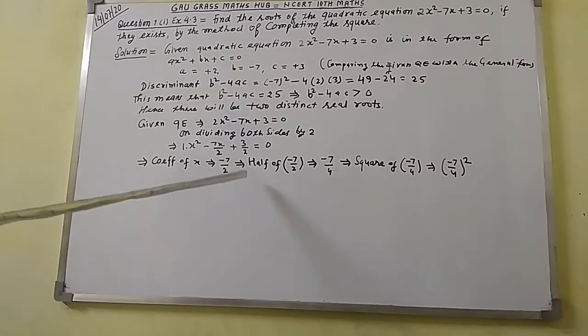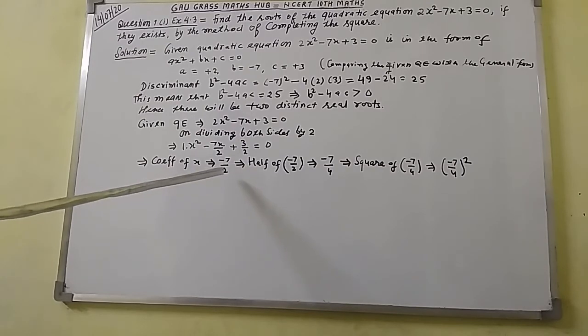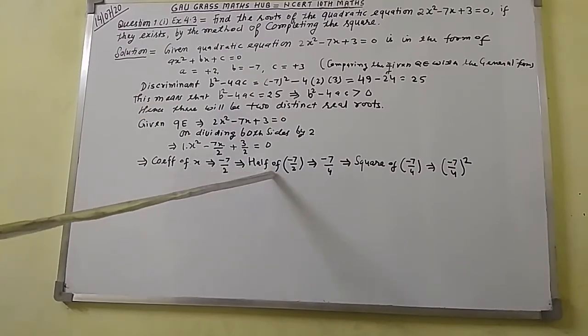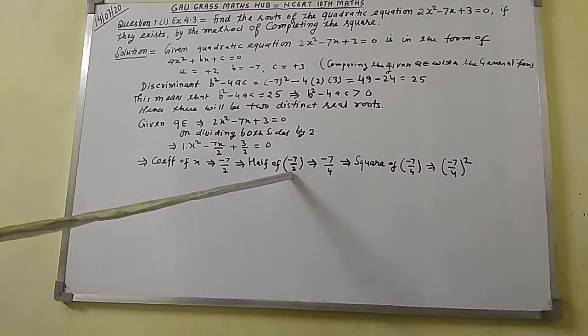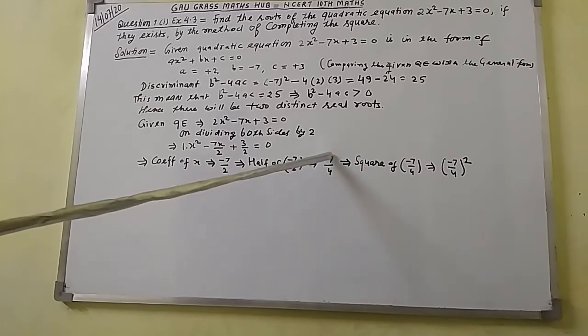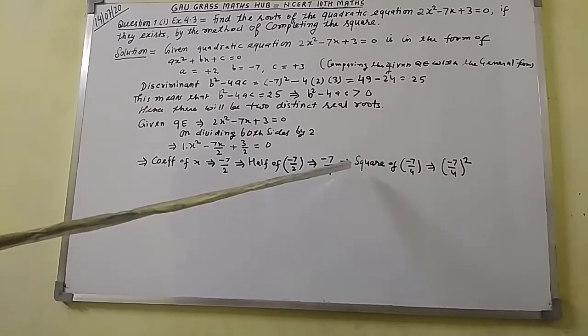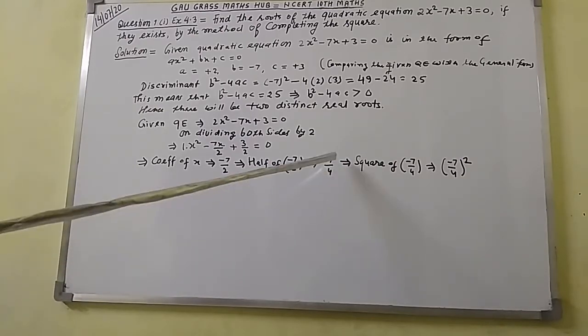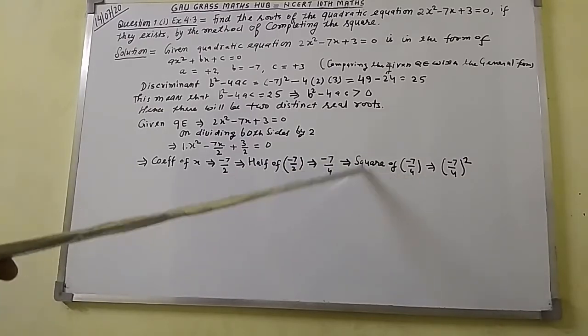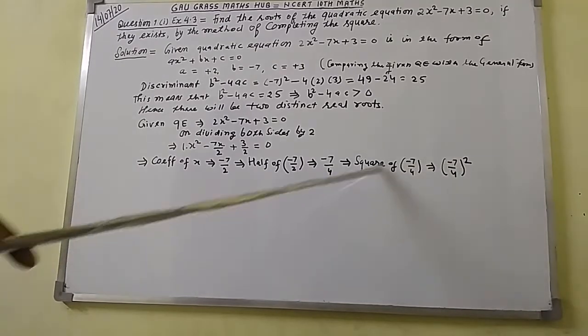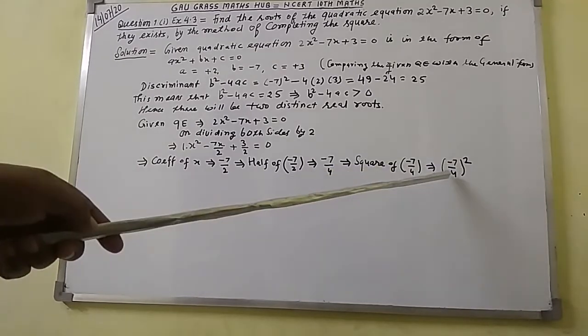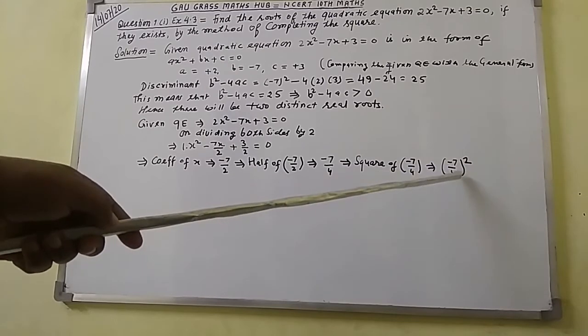Now get the half of minus 7 over 2. So here I have written half of minus 7 over 2. So you will get minus 7 over 4. Implied that square of minus 7 over 4. So I have done the square of minus 7 over 4. I shall get minus 7 over 4 whole square.